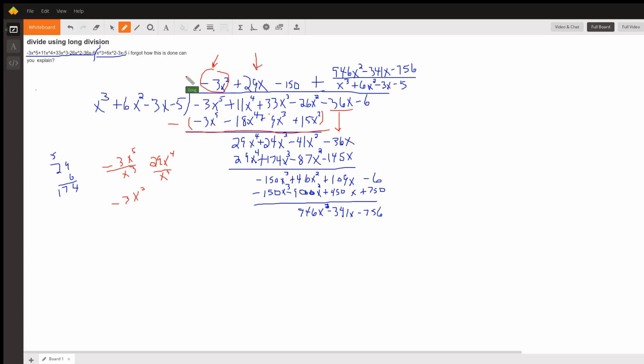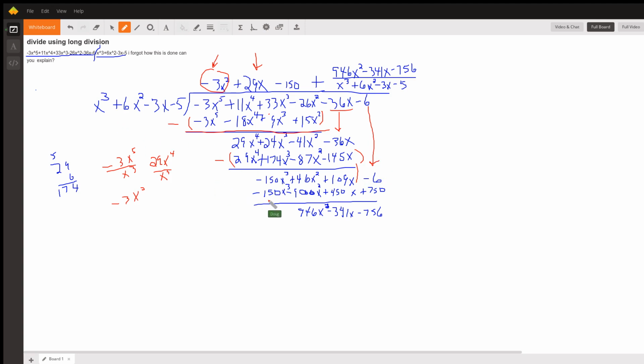Now I take the 29x times each term of the divisor, write it underneath the previous polynomial, change the signs. I'm subtracting this entire polynomial from the one above it. And I won't go through term by term, but you'll see that I get all of this to here, and then I bring down the negative 6 and repeat the process.